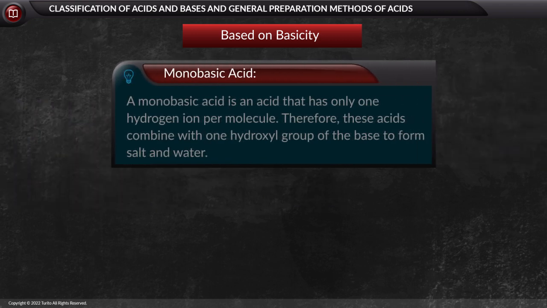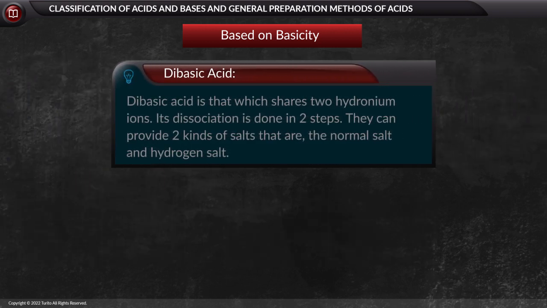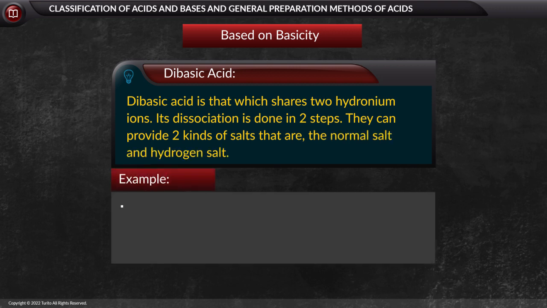Monobasic acid. A monobasic acid is an acid that has only one hydrogen ion per molecule. Therefore, these acids combine with one hydroxyl group of the base to form salt and water. For example, HCl, HCOOH, HBr, etc. Dibasic acid. Dibasic acid is that which shares two hydronium ions. Its dissociation is done in two steps. They can provide two kinds of salts, that are, the normal salt and hydrogen salt. For example, H2SO4.